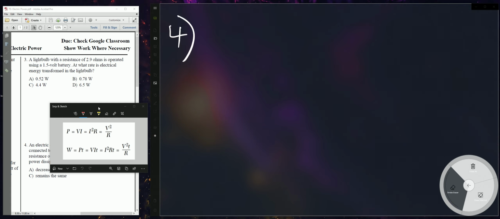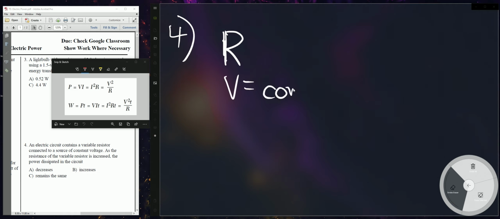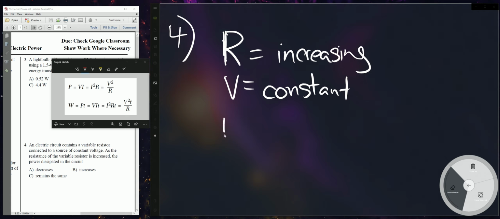Number 4. An electrical circuit contains a variable resistor connected to a source of constant voltage. As the resistance of the variable resistor is increased, the power dissipated in the circuit does what? So it tells you your resistance is changing. Your voltage is constant, and your resistance is increasing. They want to figure out, well, what happens to your power if all this happens, right?